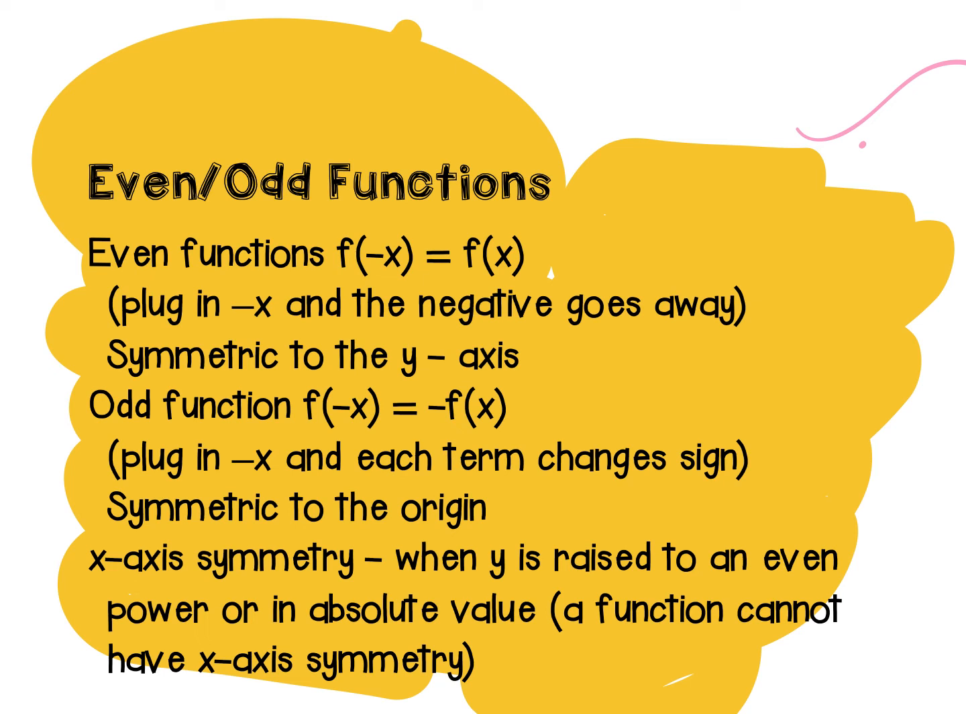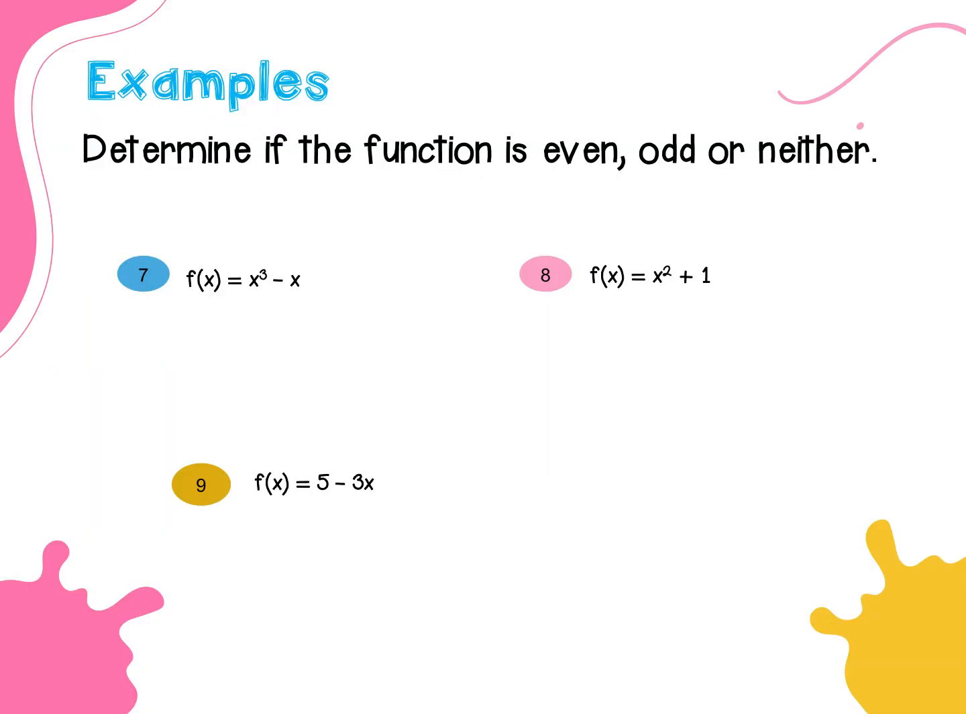So x-axis symmetry will occur when y is raised to an even power or in absolute value. A function cannot have x-axis symmetry. If it does, then the x's repeat. You do your vertical line test. So let's try some examples.